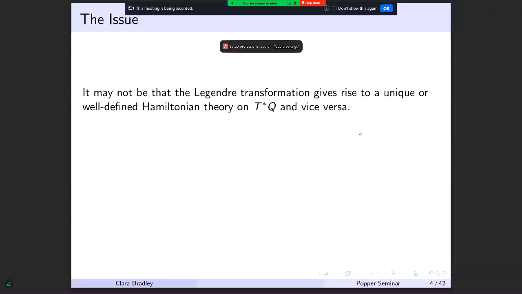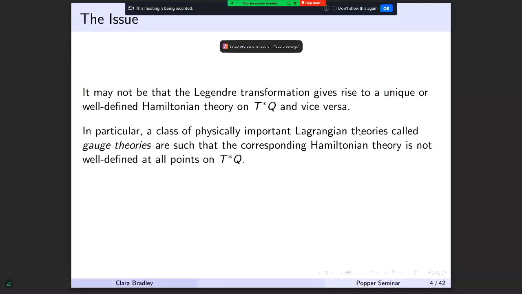The reason is that it may not be that this transformation from the Lagrangian to the Hamiltonian side actually gives rise to a unique or well-defined Hamiltonian theory everywhere on cotangent space, and the other way round. In particular, we're going to be interested in a class of very physically important Lagrangian theories called gauge theories, and we'll say later on what they are. But importantly, this class of theories are such that the corresponding Hamiltonian theory is not well defined at all of the points on cotangent space.